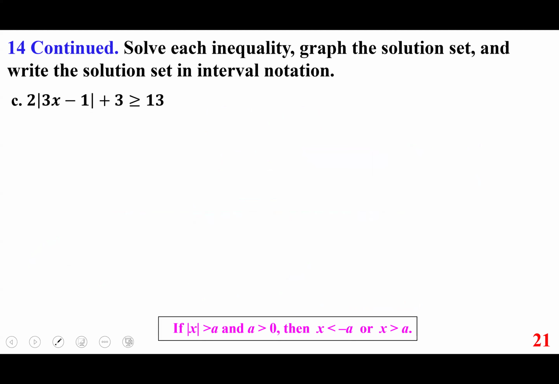All right. We're going to continue with that and solve the inequality. In this case, 2 times the absolute value of 3x minus 1 plus 3 is greater than or equal to 13. If the absolute value of x is larger than a, and a is positive, then x is less than minus a, or x is larger than a. So that's the case when we are dealing with an inequality which is larger than.